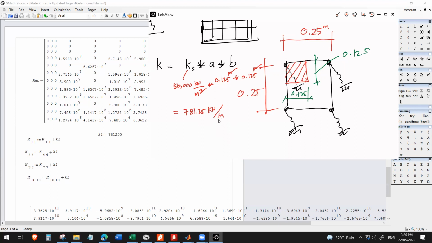Now, since my SMAT code is using newton as the force unit, I need to multiply this by 1,000. So that will be 781,250 newton per meter. That's why I have this number here, 781,250.